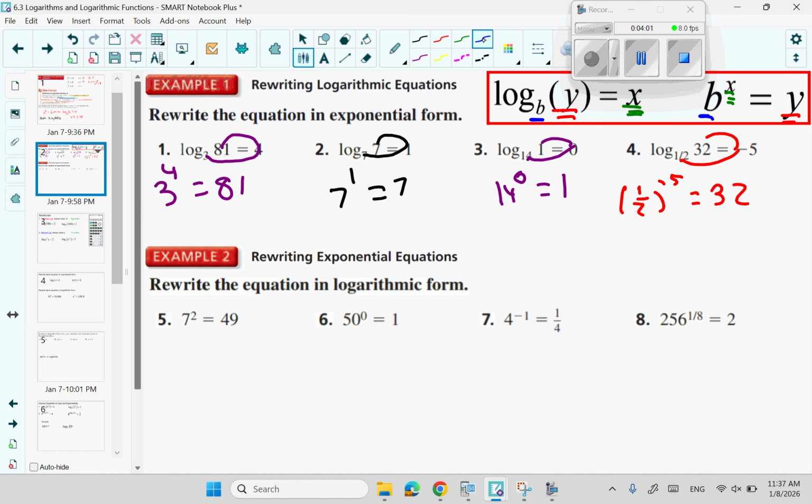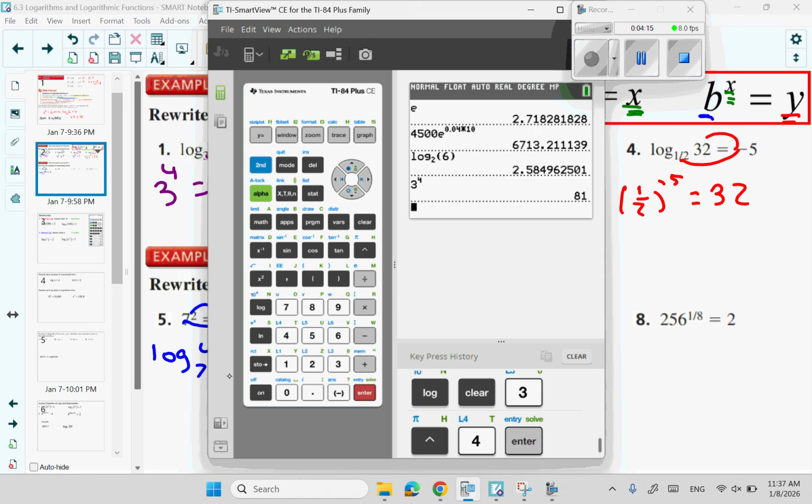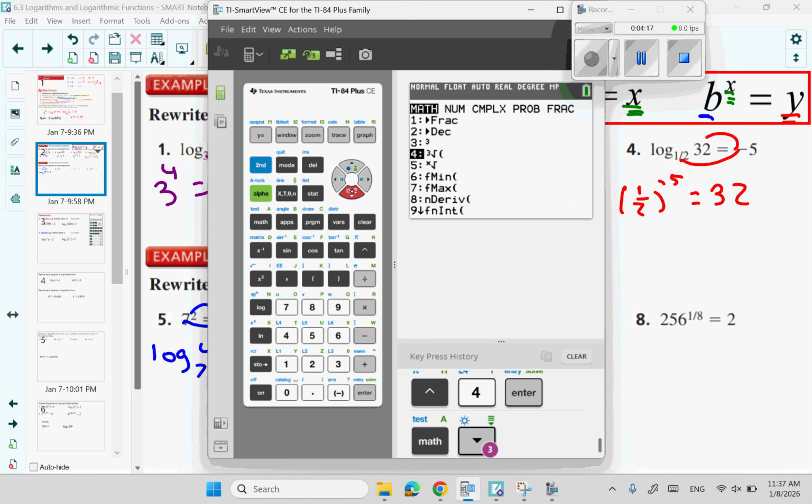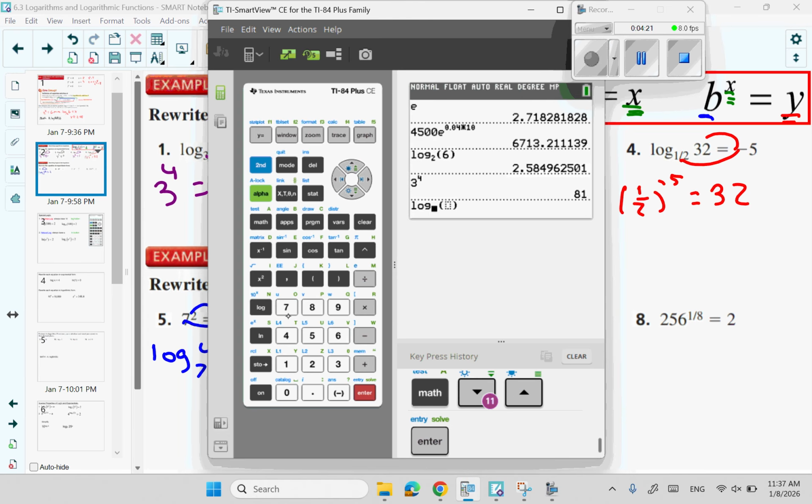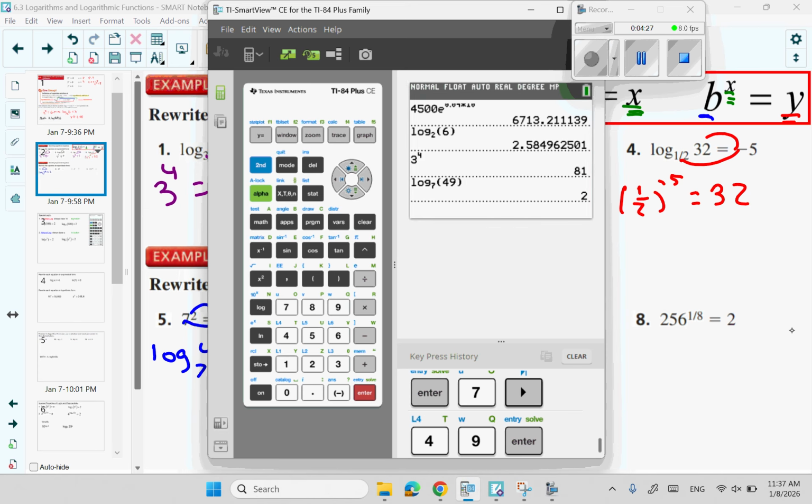Well, thankfully, the spiral also works as long as you start with the base number. So 7, 49, and 2. So log base 7 of 49 equals 2. So if I type log base 7 of 49 in my calculator, again, going to math, down to A for log base 7 of 49, we get 2. So that is a true statement.